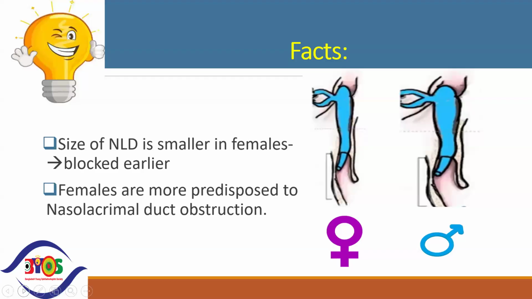Now here is another clinical fact that I like to share. In our regular practice, we find that the susceptible patients for chronic dacryocystitis or DCR operation are females. Why are females more prone to this infection? Because the size of the nasolacrimal duct is smaller in females and it gets blocked earlier. The females are more predisposed to nasolacrimal duct obstruction than the male.